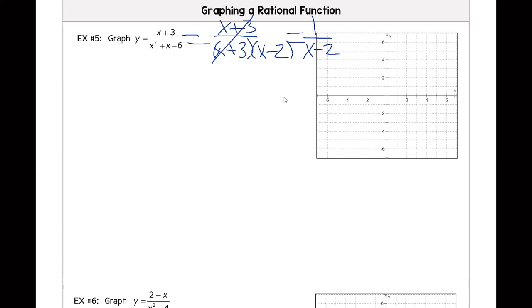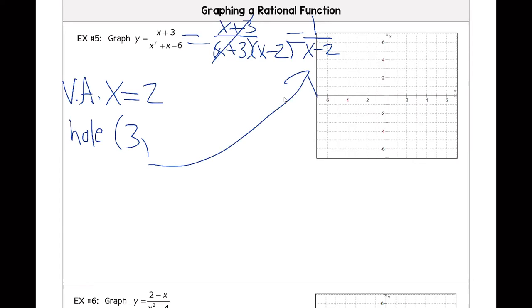For my vertical asymptote, I can't get rid of that x minus 2, so I would have a vertical asymptote at x equals 2, because I can't have 2 on the bottom of that 1 over x minus 2 part. Since I canceled out the x plus 3 part, I would have a hole at x equals 3. But remember, a hole is an ordered point. So to find the y value, I plug it into my simplified version. 1 over 3 minus 2 would just be 1 over 1, so 1.